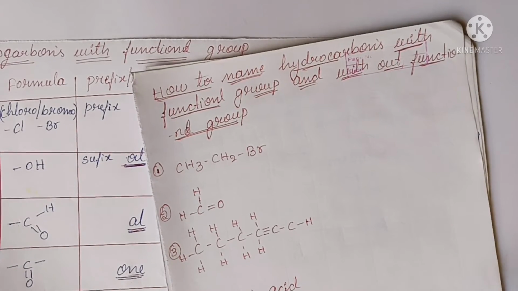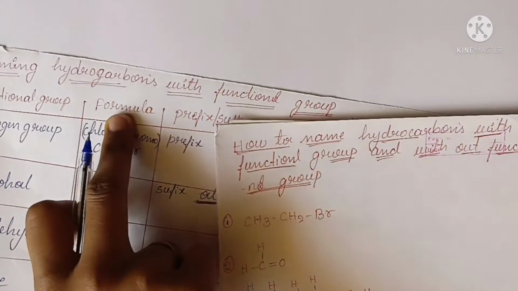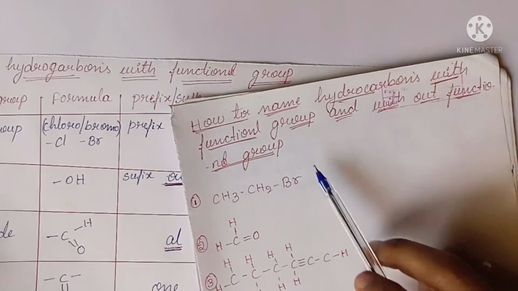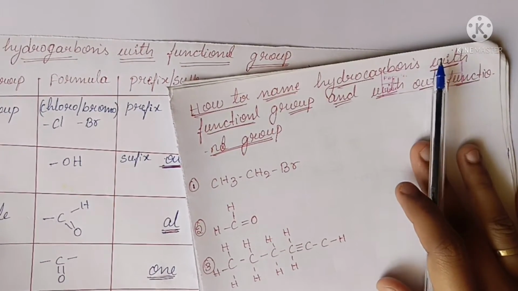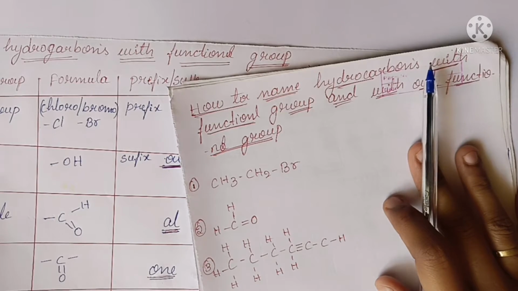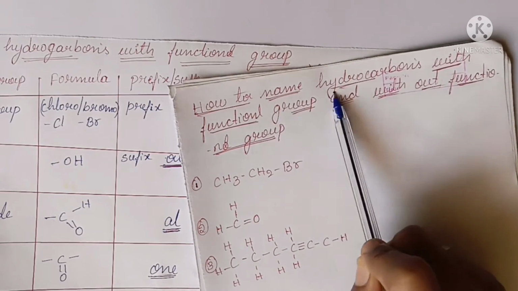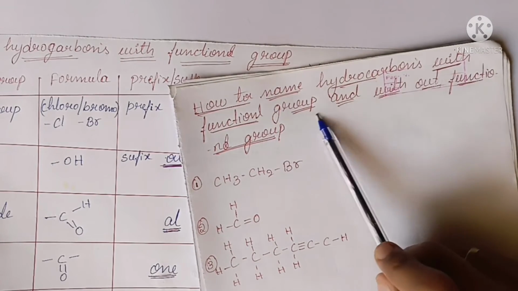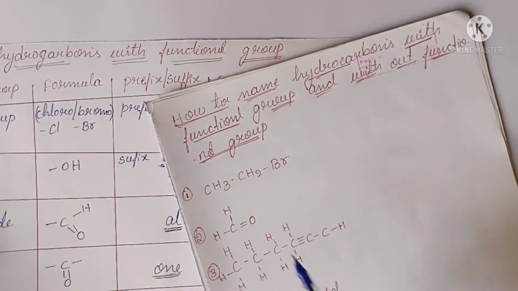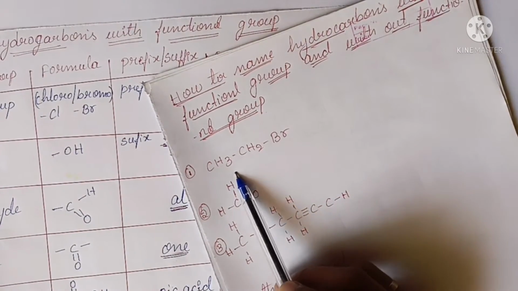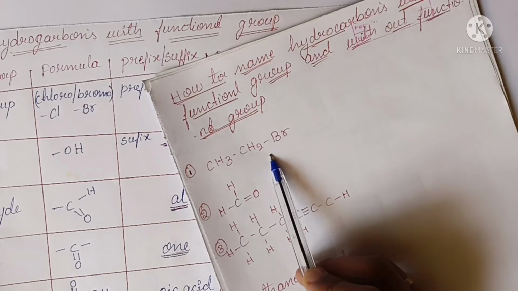In the last class we discussed hydrocarbons and the functional group. Now I have come with some examples which are given in your textbook, in the blue questions. That is how to name hydrocarbons with a functional group and without a functional group. Have a first look. In your examination they will give such an example for you to name.